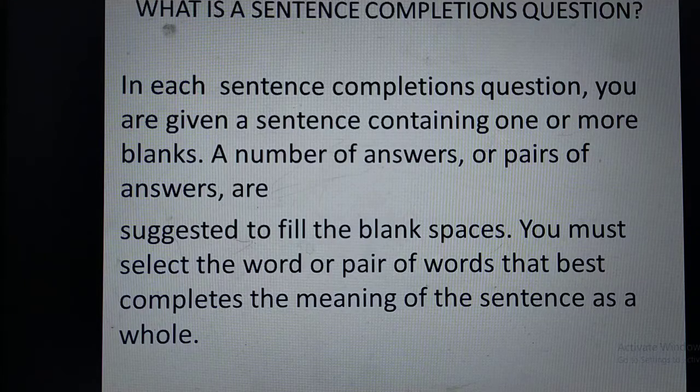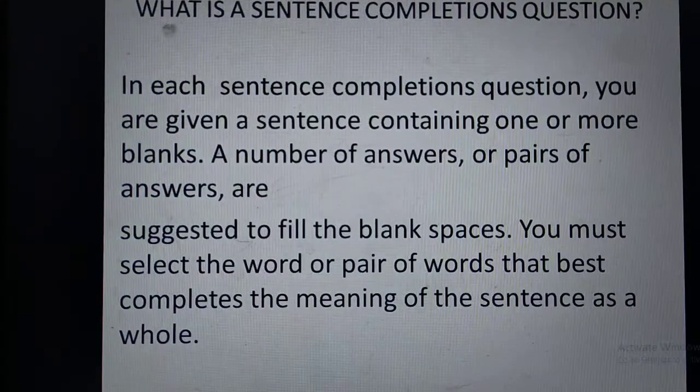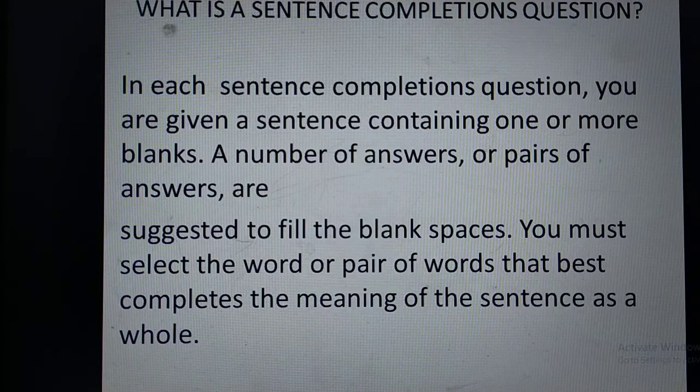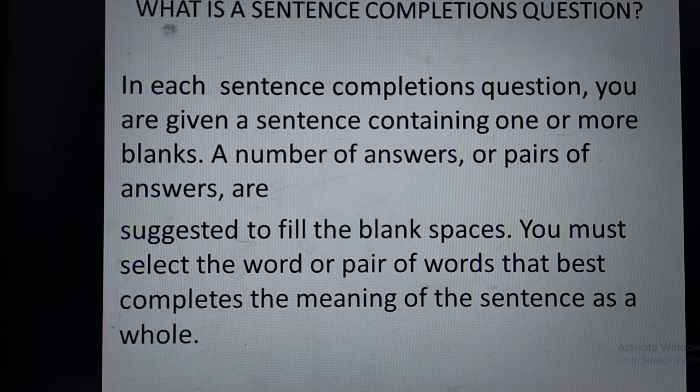What are sentence completion questions, okay? In each sentence completion question, you are given a sentence containing one or more blanks. Ek se zyada bhi blanks ho sakti hai beta. A number of answers or pairs of answers are suggested to fill the blank spaces. You must select the word or pair of words that best completes the meaning of the sentence as a whole. Aisa bhi hota hai. Ek blank bhi ho sakti hai, ek se zyada blank bhi ho sakti hai, ek word bhi ho sakta hai, pair of words bhi ho sakte hain, phrase bhi ho sakti hai. Ab use kaise complete karna hai according to the sense of the sentence.